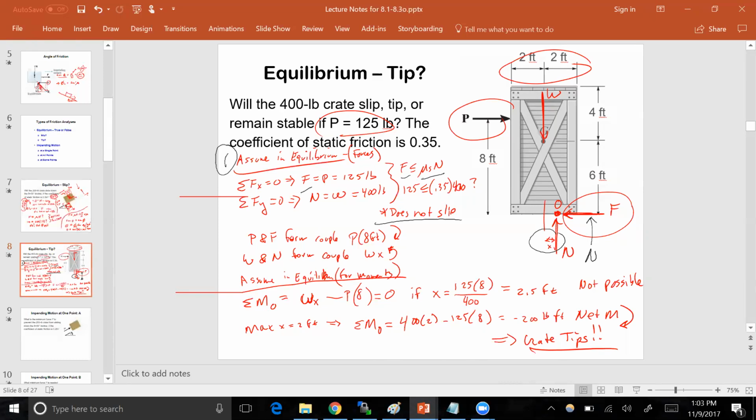And with a little extra work, you can figure out what the force was to make it tip. By setting x equal to 2 feet, you can solve for P that makes the moment equal 0. And that would be the minimum force required to tip the crate. But we just plugged in an x of 2 feet into the sum of the moments, and we found that these were not 0. Again, you get a net clockwise moment, meaning that that thing's going to be tipping.